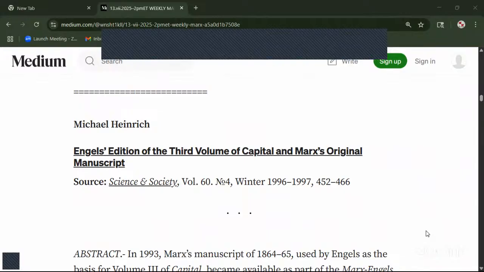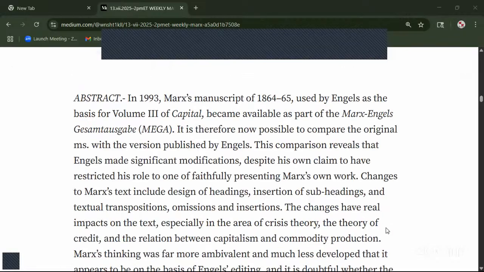Now, it does rehearse what we've just talked about as a matter of introduction to talking about Volume 3. And here's the abstract. There will be a little redundancy in here because he comes to similar conclusions, let's put it that way. Abstract. In 1993, Marx's manuscript of 1864, used by Engels as the basis for Volume 3 of Capital, became available as part of the Marx-Engels Gesamtausgabe. It is therefore now possible to compare the original manuscript with the version published by Engels.